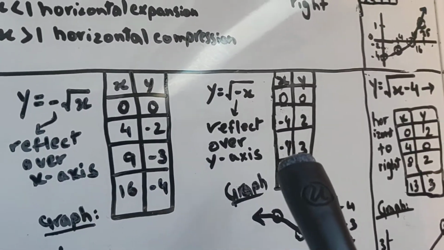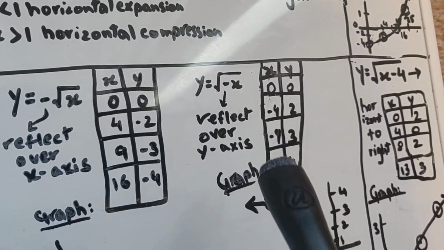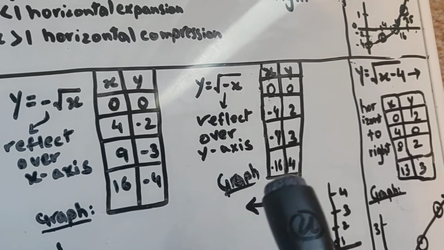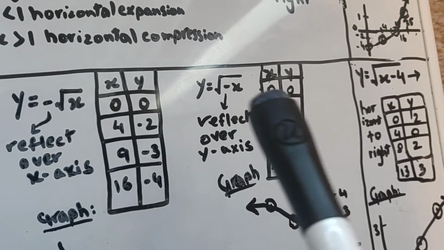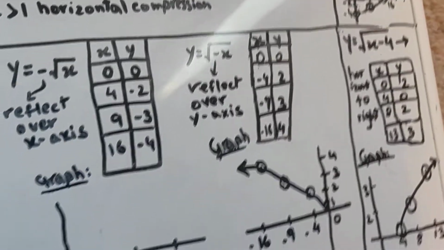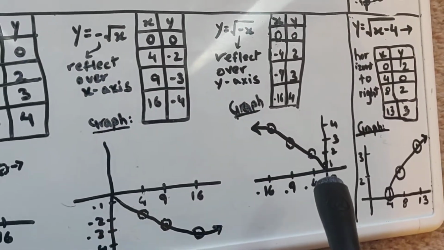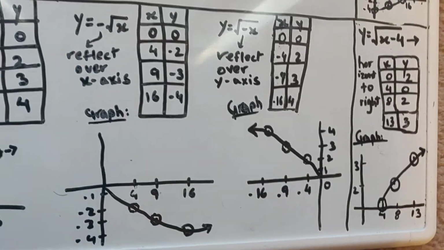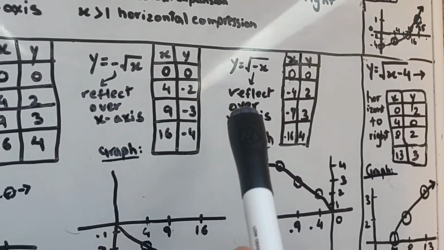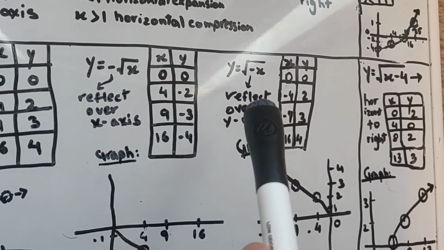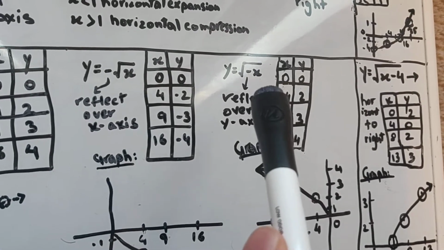We put the values there. Negative 4, we get positive 2. Negative 9, we get positive 3. Negative 16, we get positive 4. Look, this is the original function, and it's put there. We have the negative inside the function with the x.